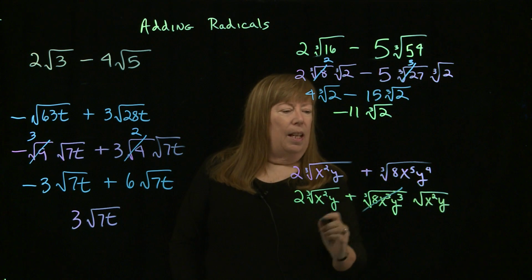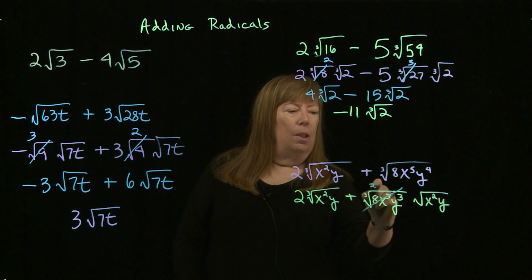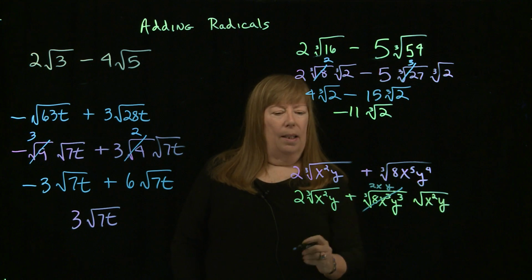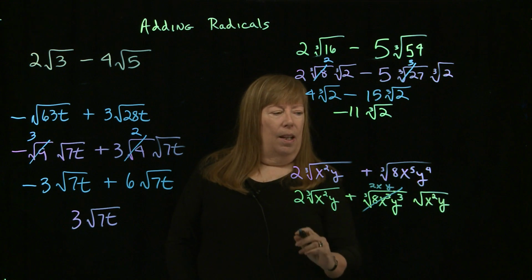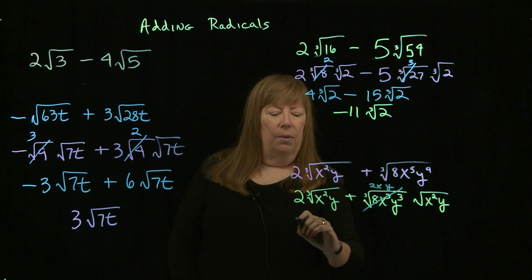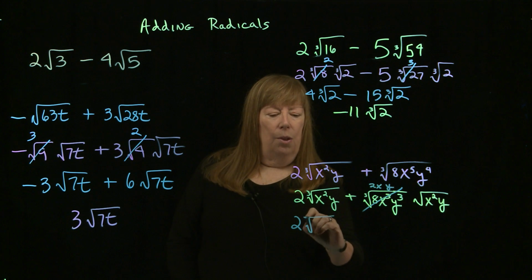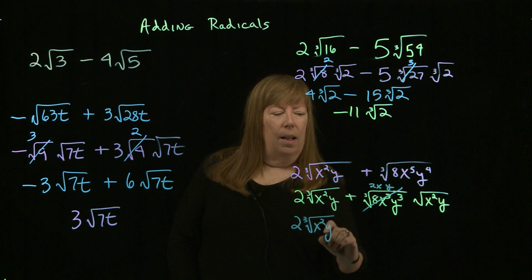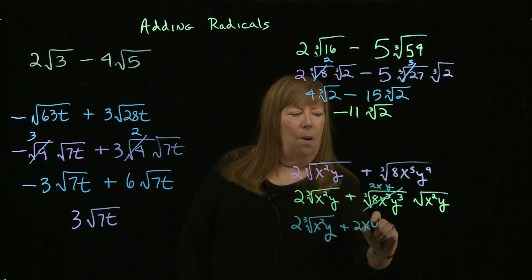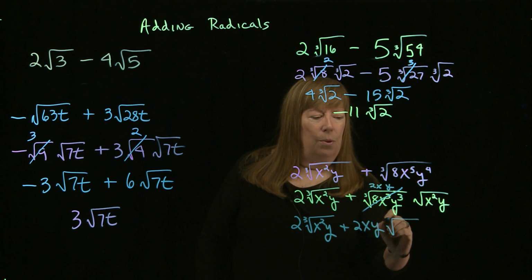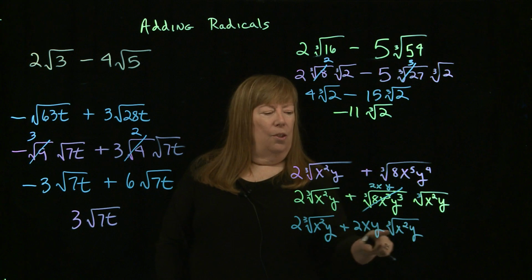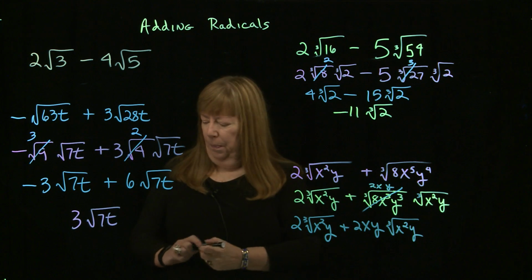Okay, so let's take this root. It's 2xy. All right, and let's clean up what we have left. We have 2 times the cube root of x squared y plus 2xy times the cube root of x squared y. And look, these two are the same, right?